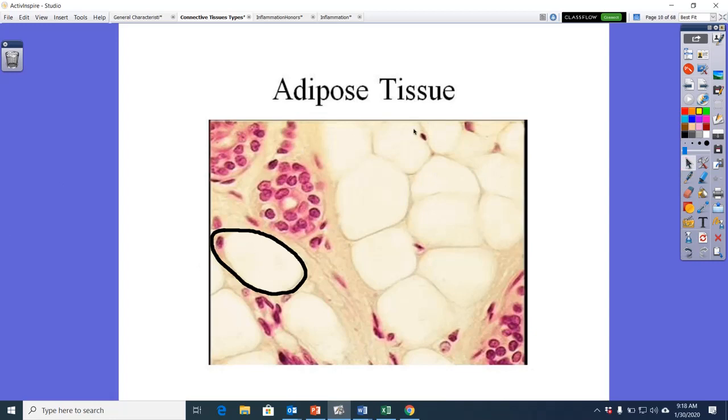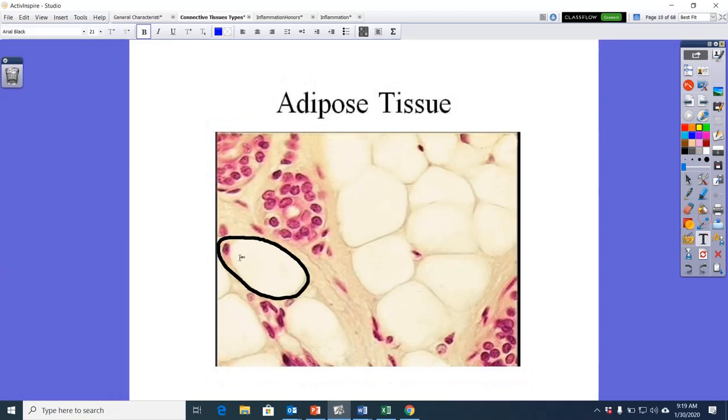So most of these cells that you see are adipocytes, or fat cells. Each one of these is an adipocyte. The nucleus is either invisible because it's so pushed to the side, or it's barely visible and will definitely be on the periphery of the adipocyte. So this white area here is called a liposome.